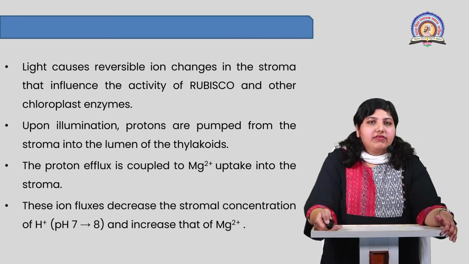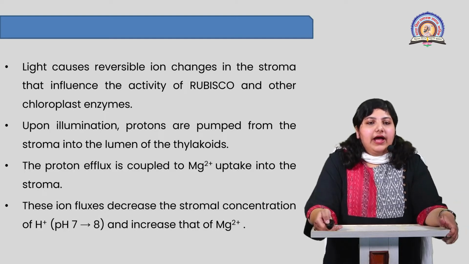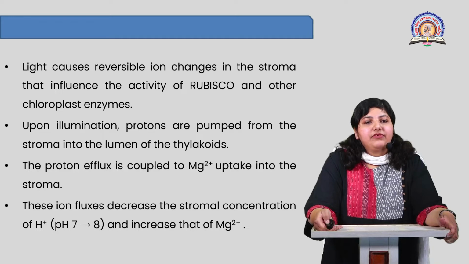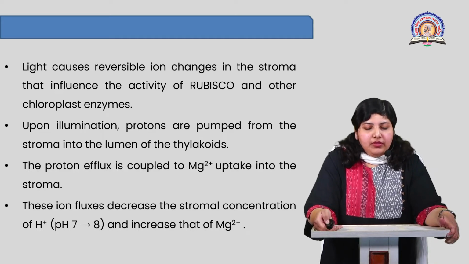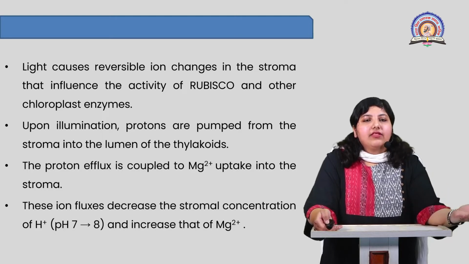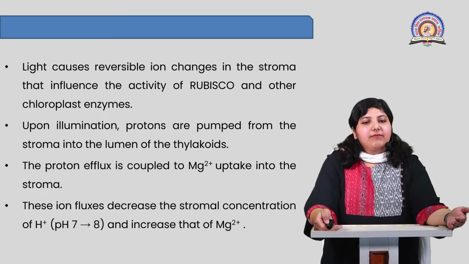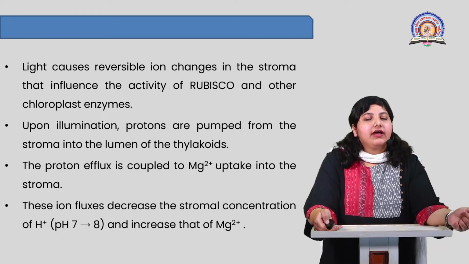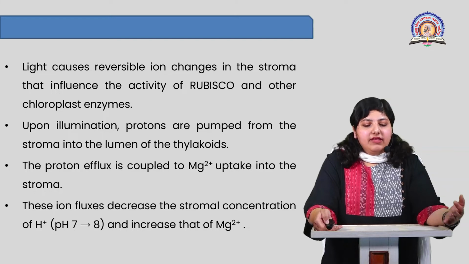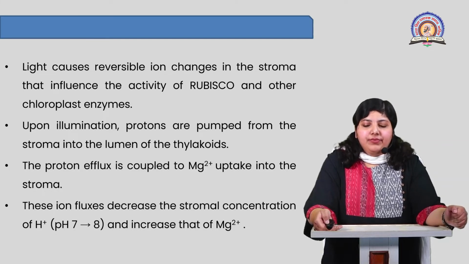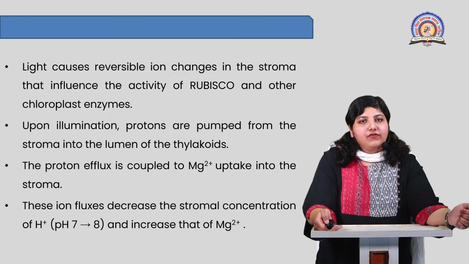What happens is, during daytime upon illumination, protons or the hydrogen ions are pumped from the stroma into the lumen of thylakoids. So when these protons are transferred from the stroma to the lumen, there is an uptake of magnesium ions in the stroma. So what do these ion fluxes result in? You can see that protons are pumped out of the stroma.